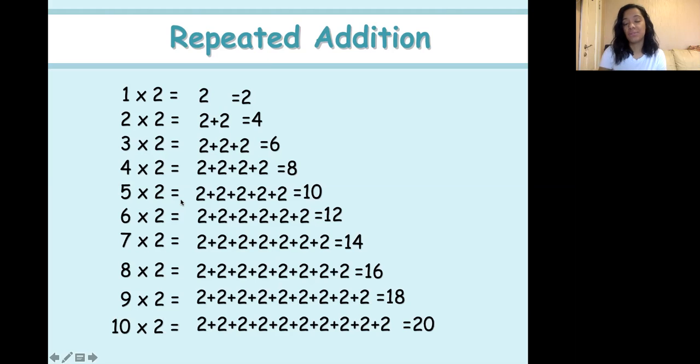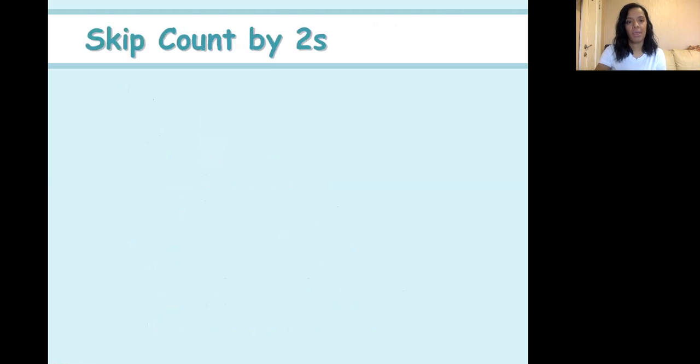If you want to copy this one down, that's all right. Or we can go ahead, and we saw that there was a pattern with the last one where they were skip counting by 2s, okay? So what we can continue to do is go ahead and count by 2s.